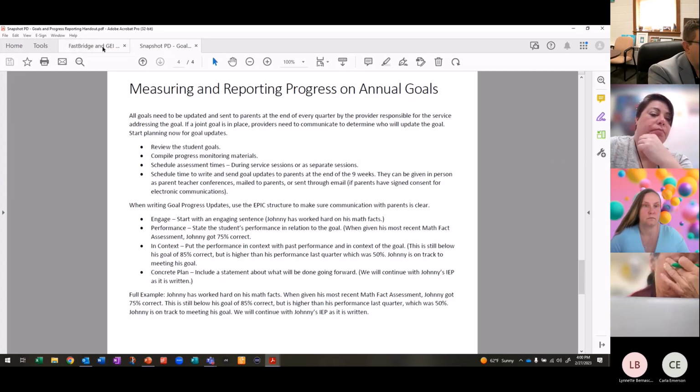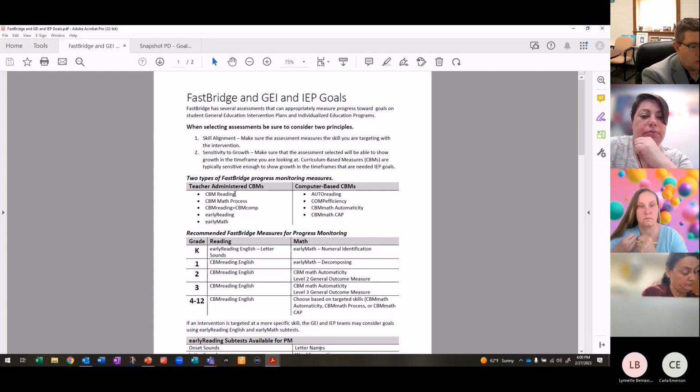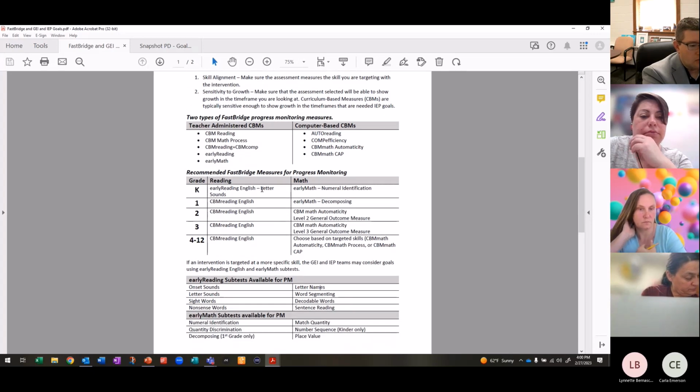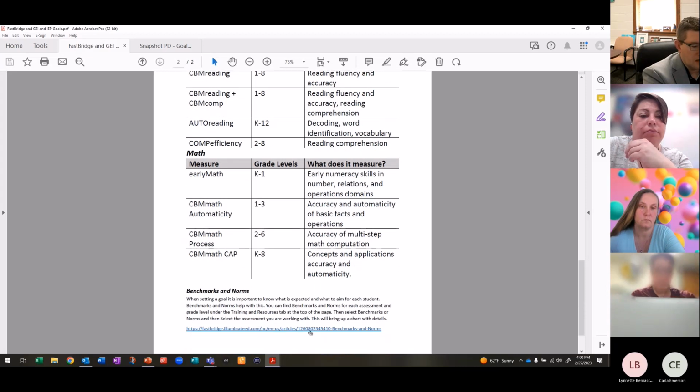And then the other document that I've created is for those that are using FastBridge, helping determine which goals and which assessments are appropriate for which type of goal. This breaks down the different assessments from FastBridge, whether they're teacher administered or computer administered, which ones are recommended based off the grade level, depending on the skill that you're looking at, and which assessments measure what. And then some information about the norms, which help give the context that we've talked about.